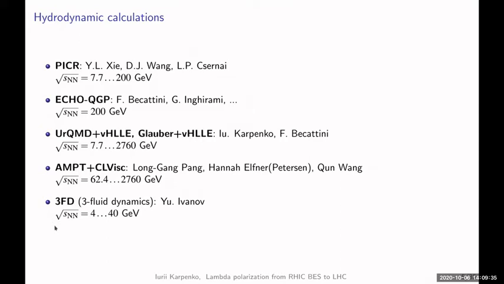So as you can see, all those different models, because of the way the initial state is constructed and, frankly speaking, because of the way the whole model is constructed, have slightly different applicability in terms of collision energy. So I would say when it comes to polarization at lower energies, then that's basically either UrQMD plus vHLLE or PCR or 3FD. So only 3 out of 5 models. Whereas 2 other models were used for the differential polarization studies at high energies, but more about that later.